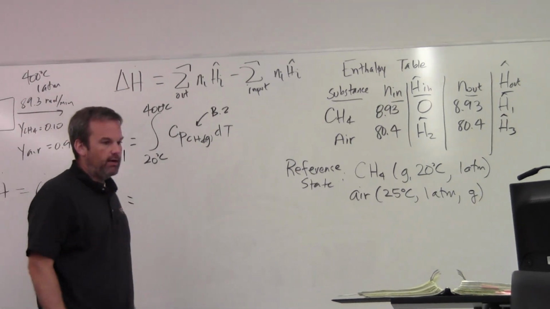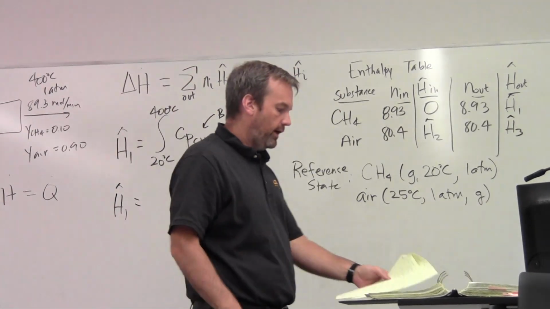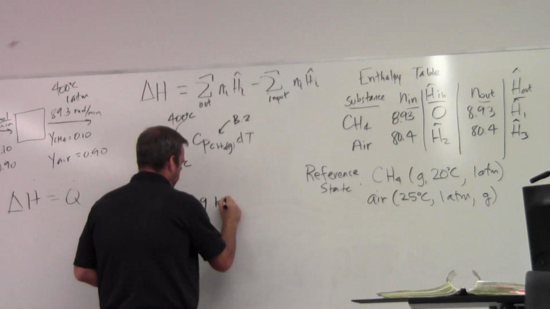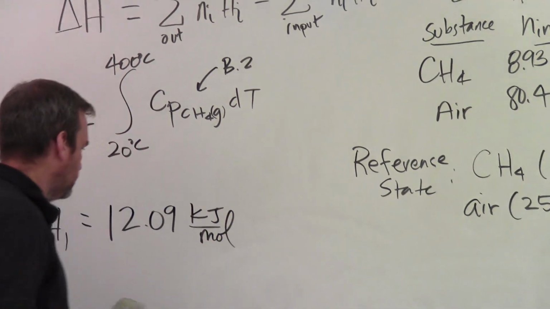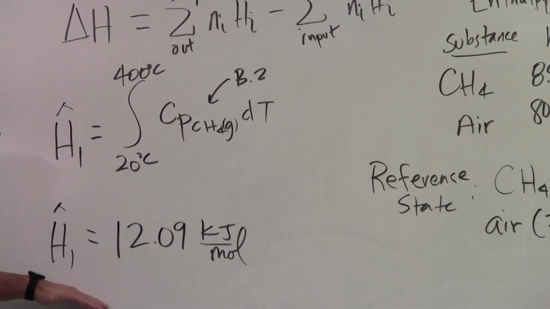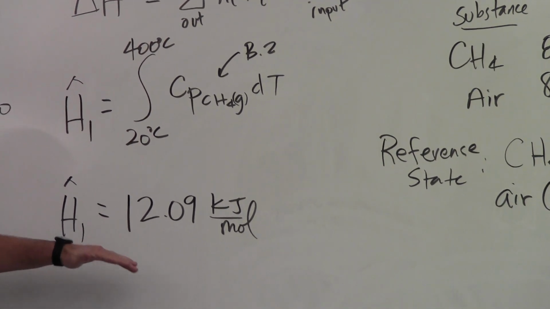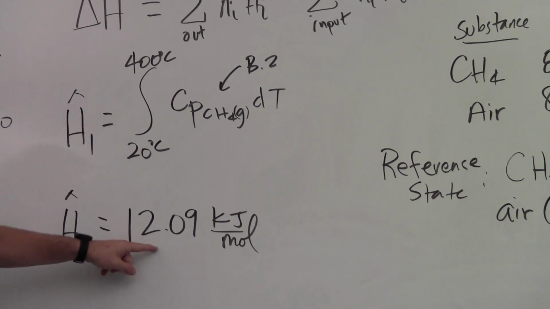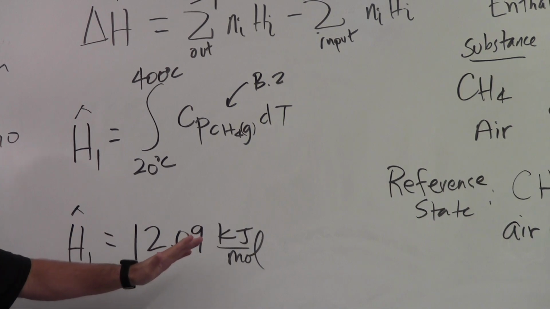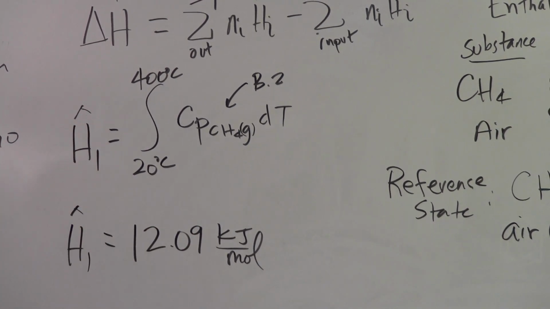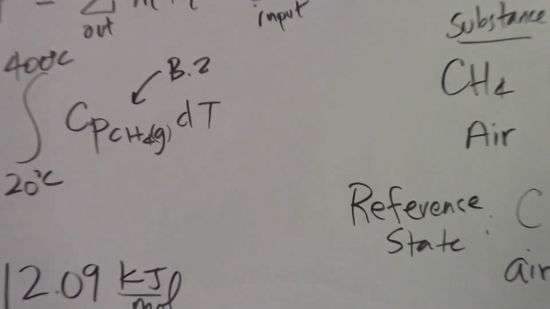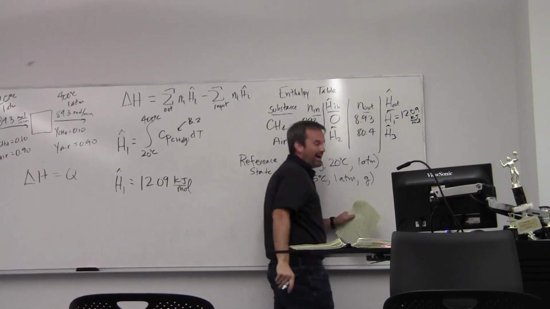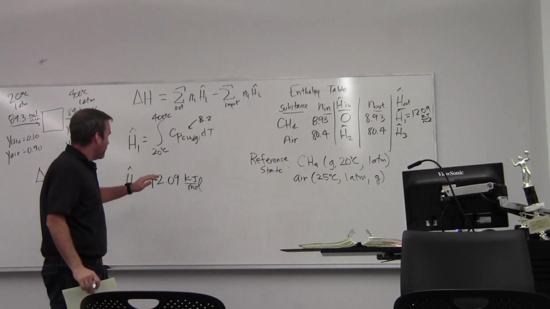Okay, and I'm not going to write in the whole Cp and do all the integration for you. You should be able to do that. But that comes out to be 12.09 kilojoules per mole. All right, again, let's think about the physical significance of this. This means for methane, its enthalpy at 400 degrees Celsius is 12.09 kilojoules bigger than its enthalpy at 20 degrees Celsius. So this is 12.09 kilojoules per mole.